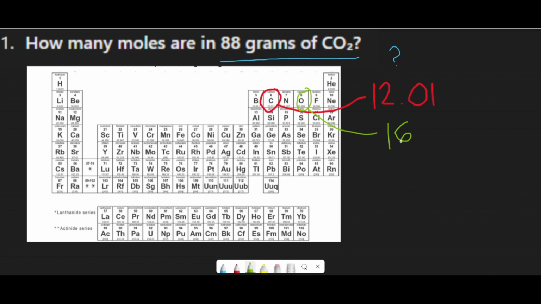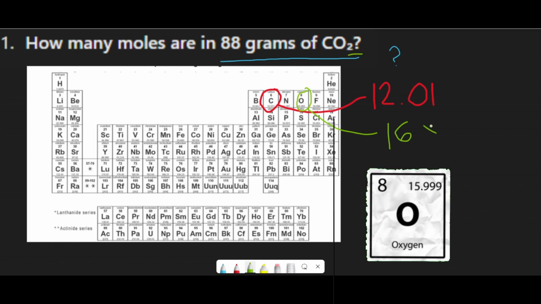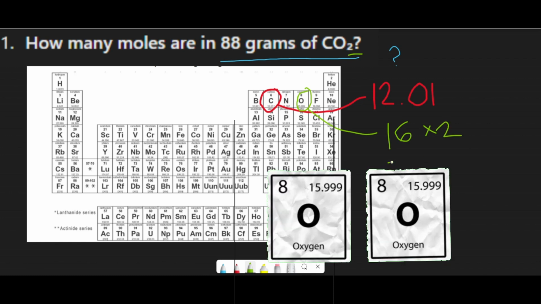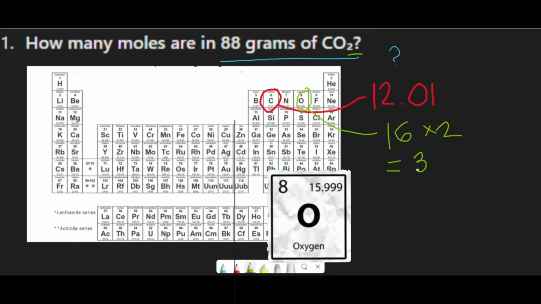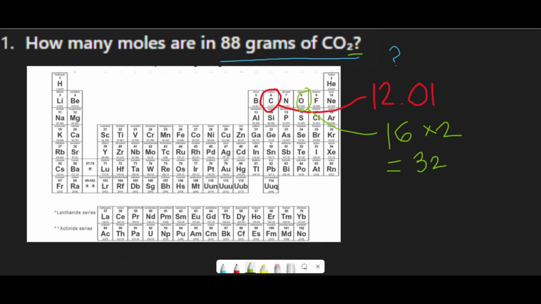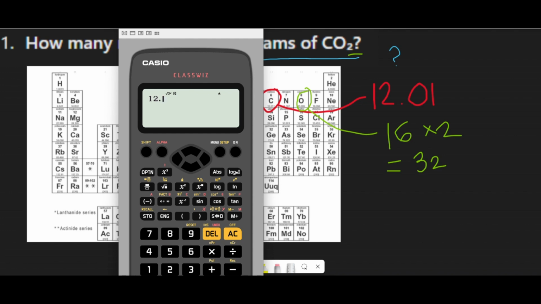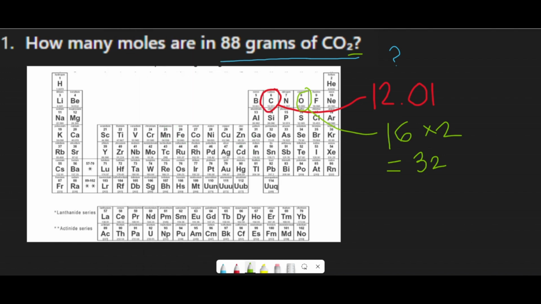and 1 mole of oxygen weighs 16 grams. But as you can tell from carbon dioxide's equation, we have 2 oxygen, so 16 times 2 is 32. So let's add 32 and 12.01 and we get 44.01 grams. So we know 1 mole of carbon dioxide weighs 44.01 grams. So let's round this up for simplicity to 44. So let's divide 88 by 44. 2. So the answer is 2. We have 2 moles of carbon dioxide.